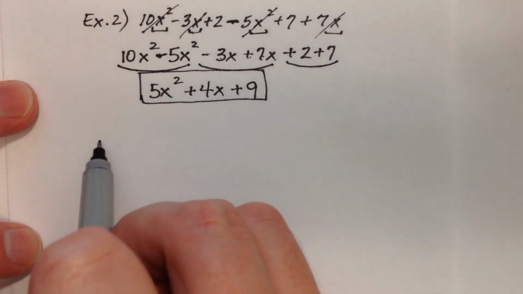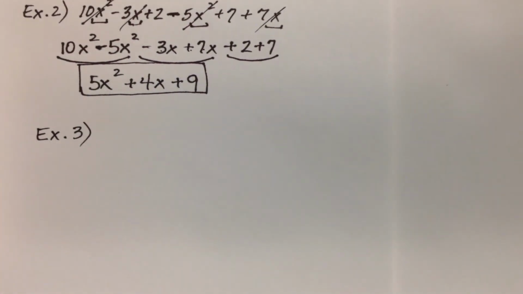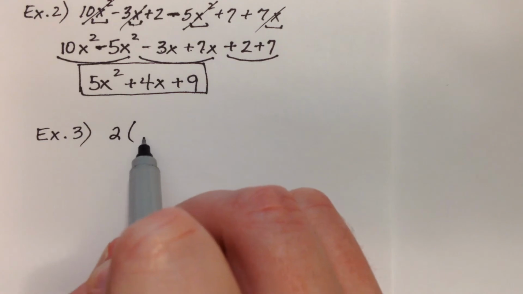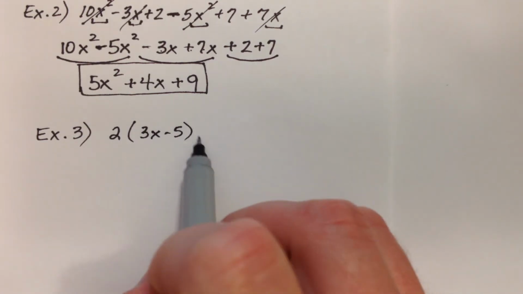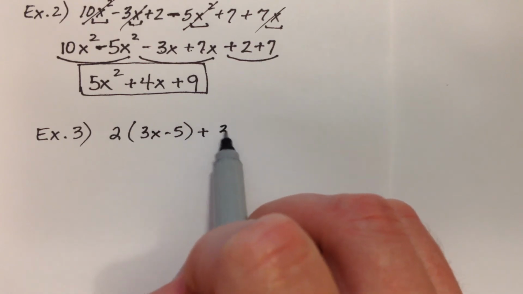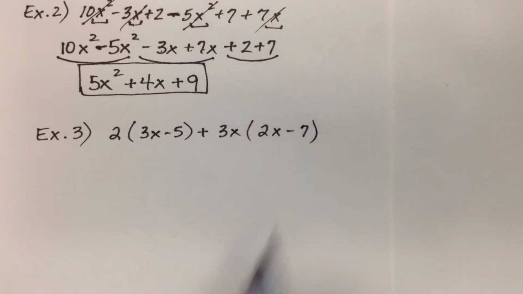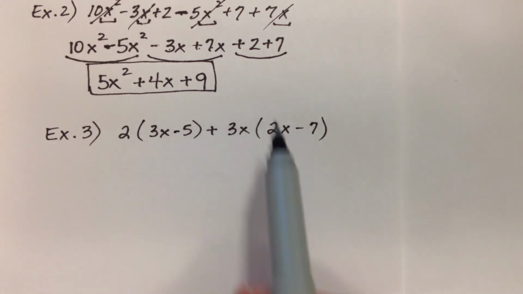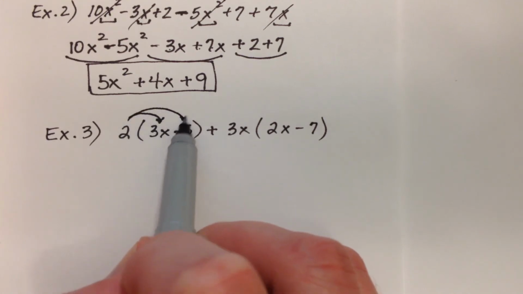Okay, so let's try a little more difficult example where I have some distributive property in there. Let's say I have something like 2 times the quantity 3x minus 5, and I'm going to combine that with 3x times the quantity 2x minus 7. So I'm going to have some multiplication in here with our distributive property, and then I'm going to be combining some stuff. So this 2 will get distributed first here and here.